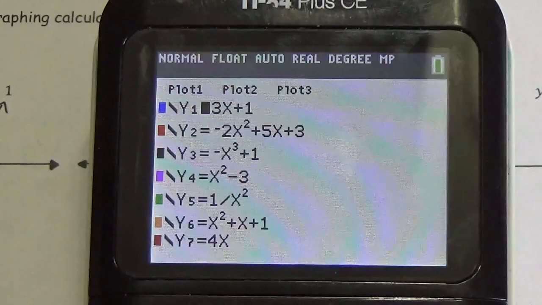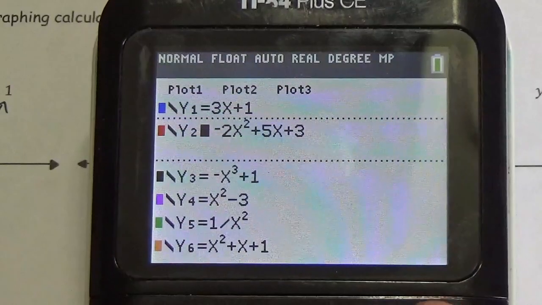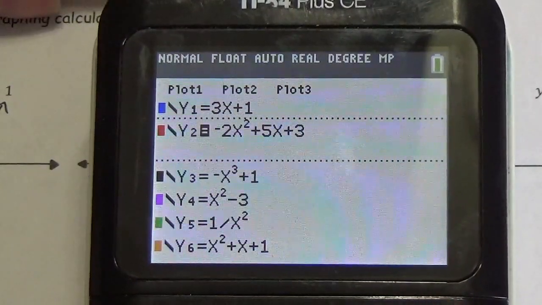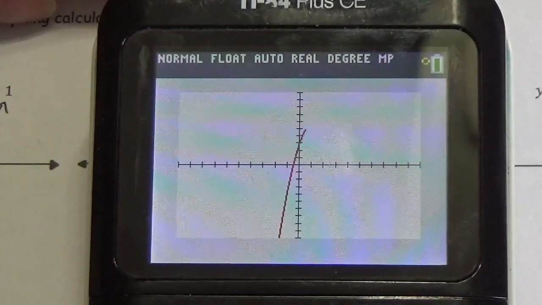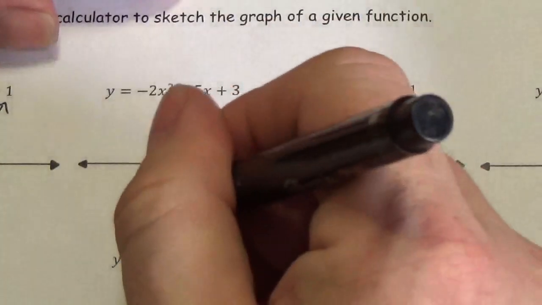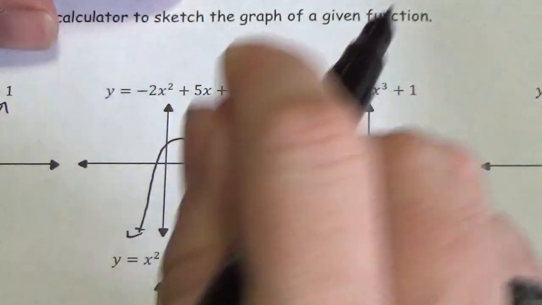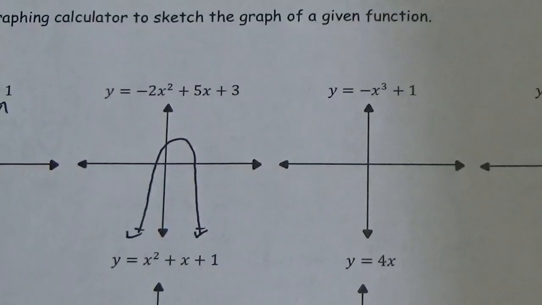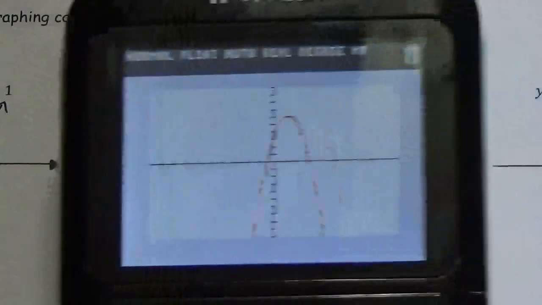I'll go y equals. I'll come over here, turn this one off, come down, turn this one on. So negative 2x squared plus 5x plus 3. What does that look like? Okay, so it's a parabola. It's this parabola that comes up and then goes back down like that. Something like that, at least you get the idea. This is what we call this parabolic shape here.